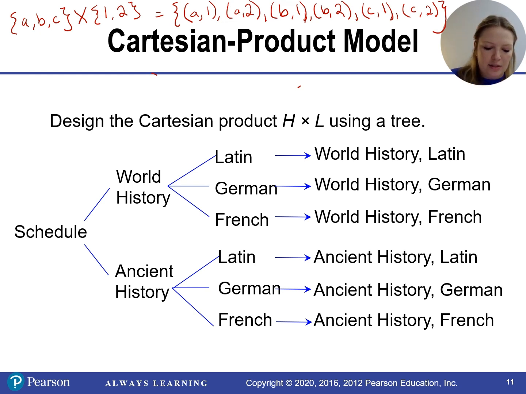In this situation, we can say, all right, first we're going to choose our history class. If I choose world history, then I have 3 options for my language: Latin, German, or French. If I chose ancient history, I also have 3 choices that I could pair with it: Latin, German, or French. So this gives us those ordered pairs of the combinations we could have.